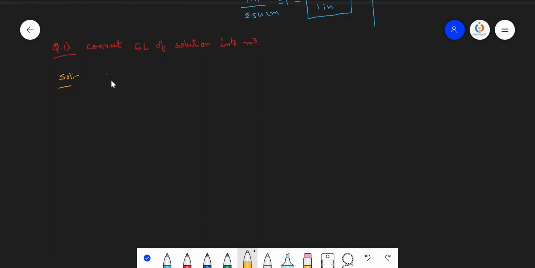That is 1 liter is equals to 1000 cubic centimeters. So this is over here, but our desired quantity is meter cube. So the next relation is 1 meter is equals to 100 centimeters. So now we got the relation between the meter and centimeter, and centimeter in the liter.